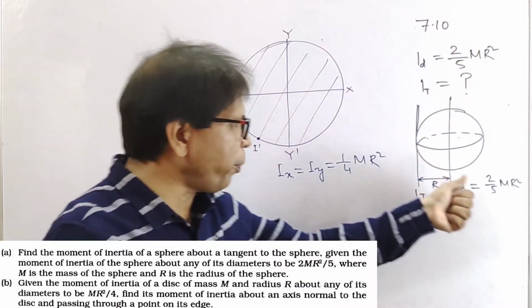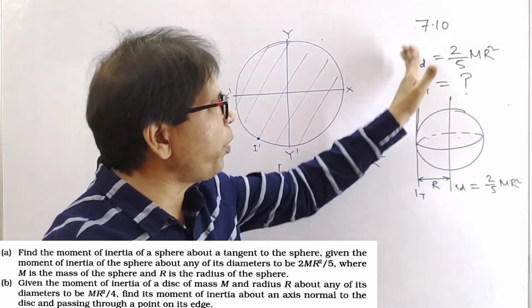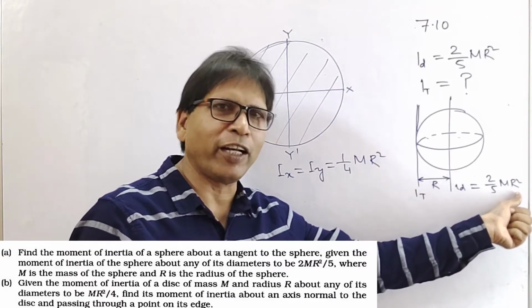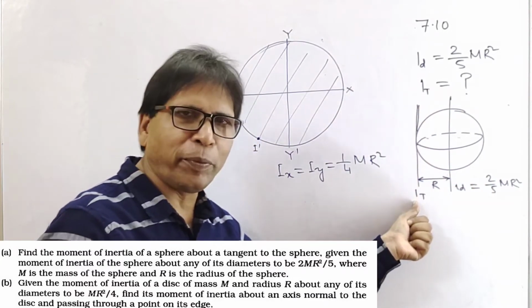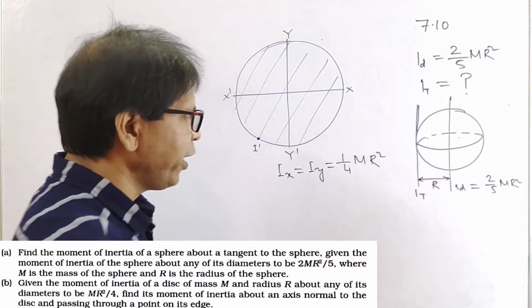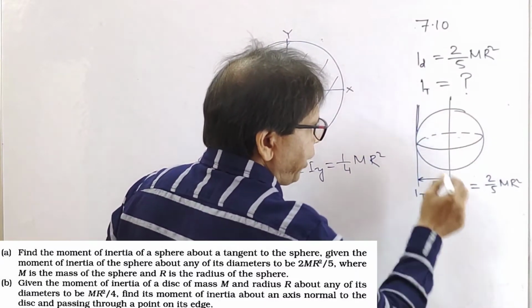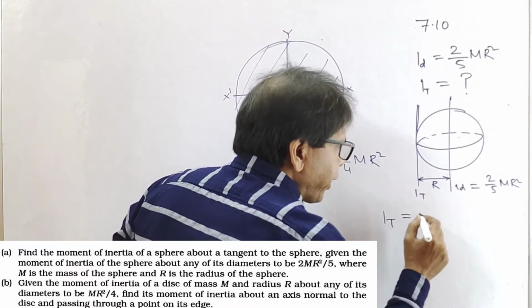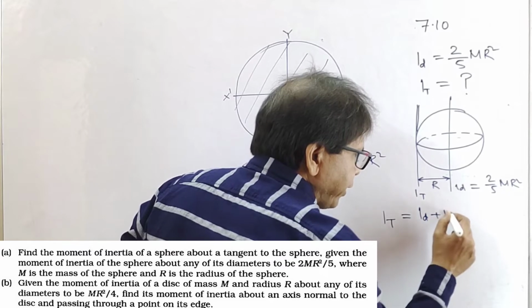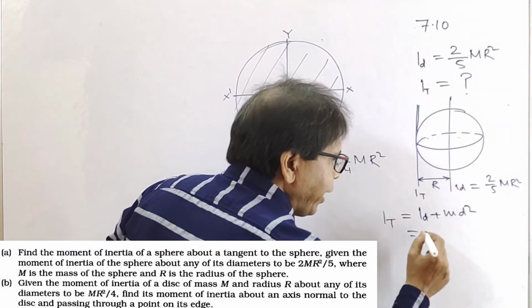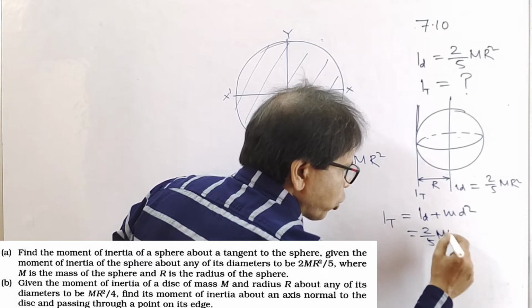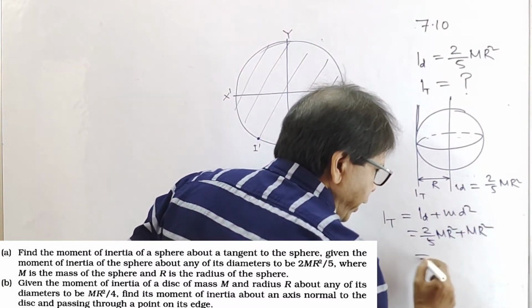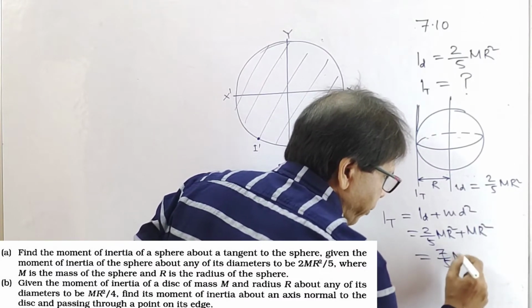Next, now look at this 7.10. The moment of inertia of a sphere about a diameter is 2 by 5 M r square. We have to calculate the moment of inertia of it about a tangent. The diameter is parallel to the tangent, so we apply the parallel axis theorem. It equals Id plus M d square. Id is 2 by 5 M r square plus, with d equal to r, M r square, and this is 7 by 5 M r square.